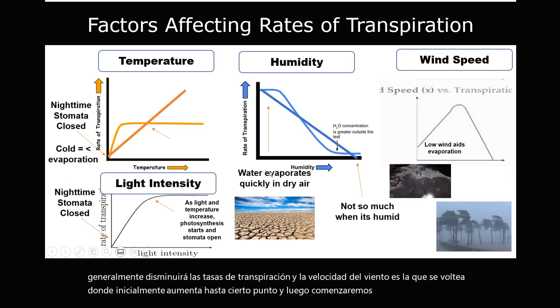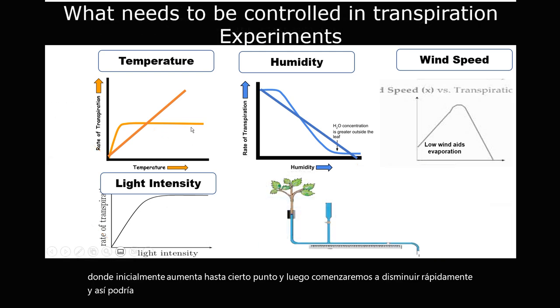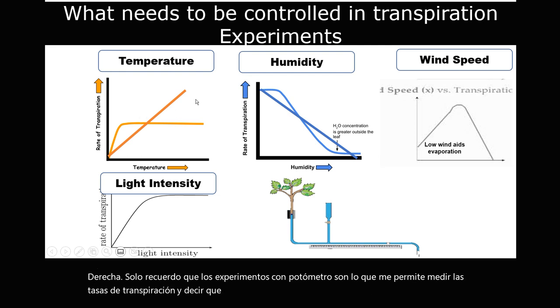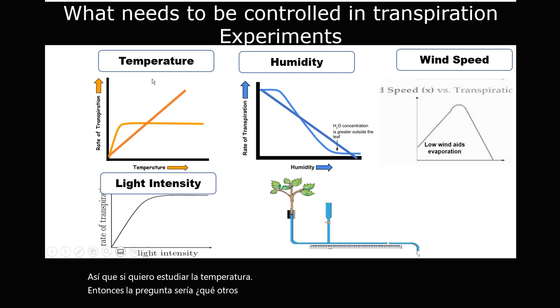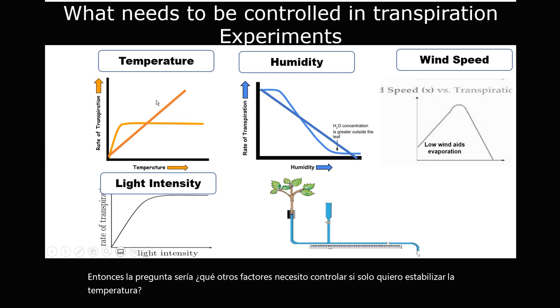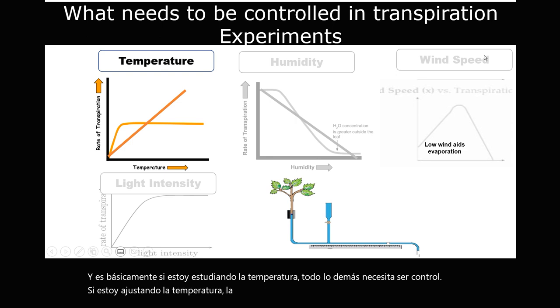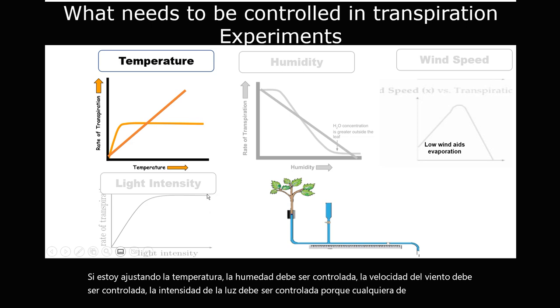And so you might be asked, say I'm doing a potometer experiment, right? And so remember, potometer experiments are what is allowing me to measure rates of transpiration, and say I'm studying temperature. So if I want to study temperature, then the question would become, what other factors do I need to control if I only want to study temperature? And well, it's basically, if I'm studying temperature, everything else needs to be controlled. Humidity needs to be controlled, wind speed needs to be controlled, light intensity needs to be controlled, because any of those could alter the results of that potometer experiment.